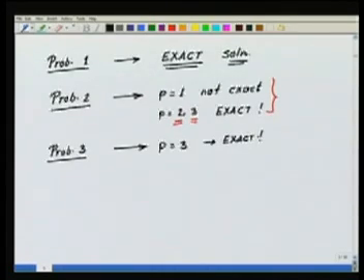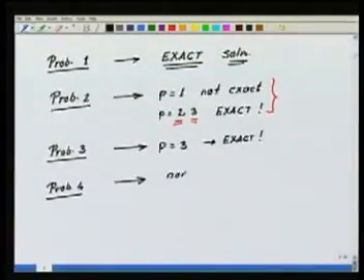For p equal to 1 and 2, it is not going to be exact. Now, if I ask you the following question, what about problem 4? In problem 4, none of them are exact, because the exact solution now is a fourth order polynomial, and we are only able to approximate it using the linear, quadratic and the cubic.